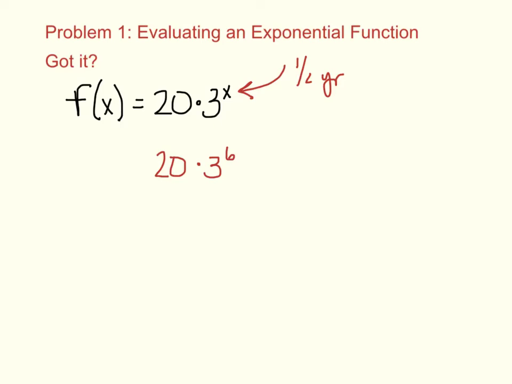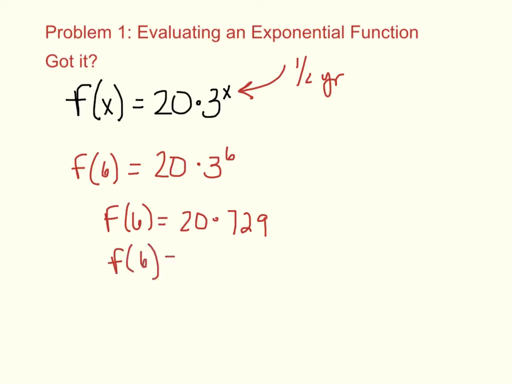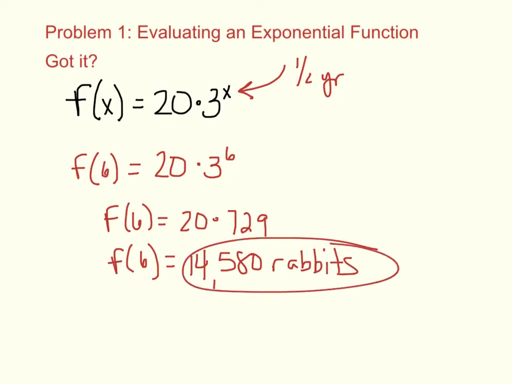So 20 times 3 to the 6th power. Please make sure you follow order of operations. So we plugged in f of 6. That's going to give us 20 times 3 to the 6th power. 3 to the 6th power is 729. And 729 times 20 gives us 14,580 rabbits. So, after 3 years, we would have 14,580 rabbits.